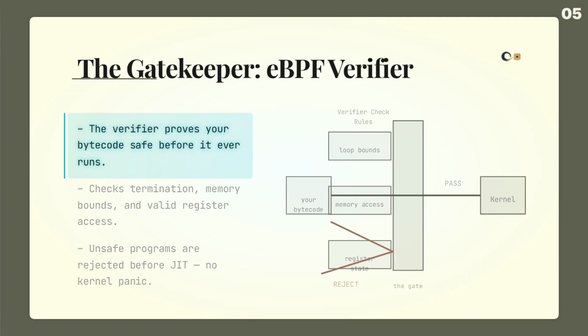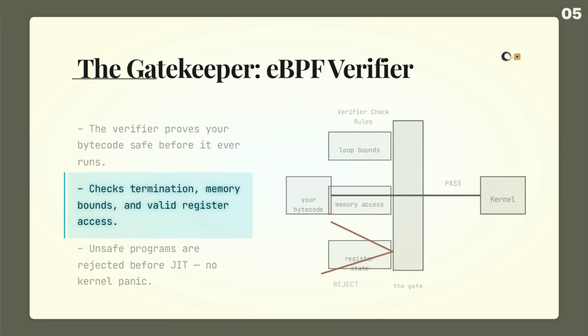Now that we understand how eBPF programs are loaded, let's focus on the absolute core of the eBPF security architecture, the eBPF verifier. I like to call it the ultimate gatekeeper of the kernel. Unlike traditional Linux kernel modules, or LKMs, which run with full privileges and can easily trigger a catastrophic kernel panic if they contain a bug, eBPF enforces mathematical safety guarantees on untrusted bytecode before it ever executes in ring 0.